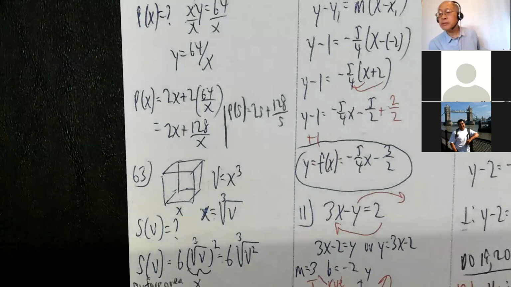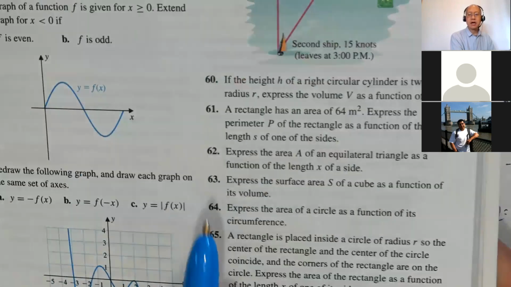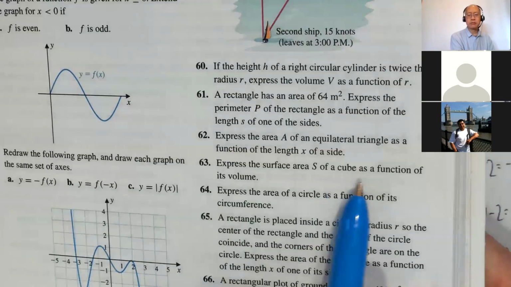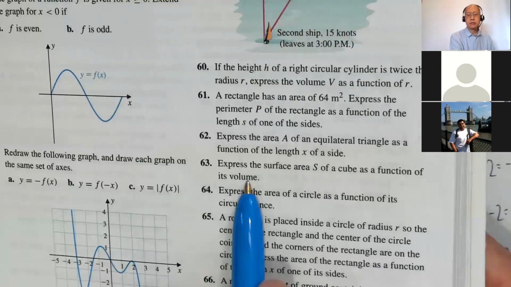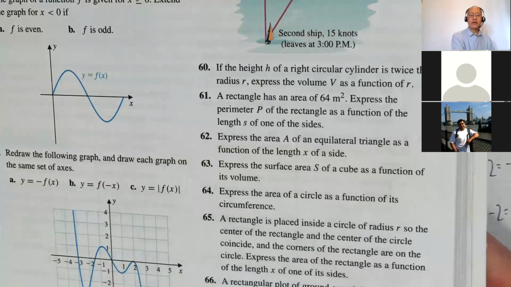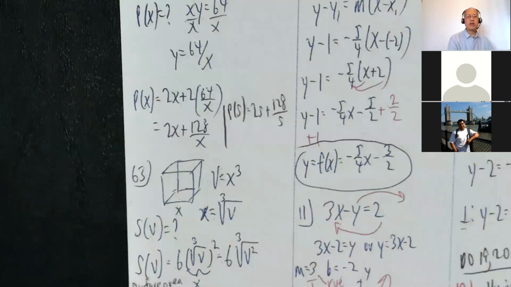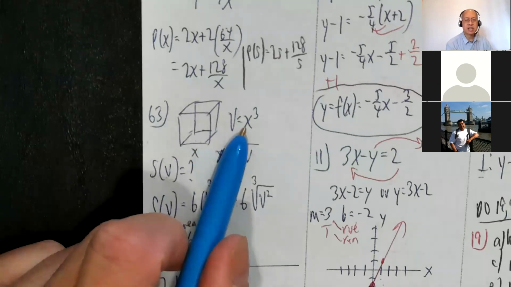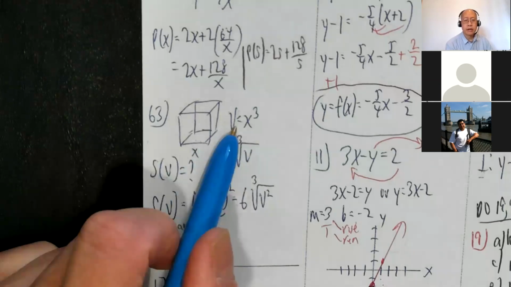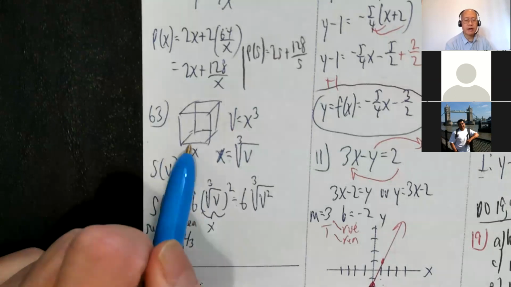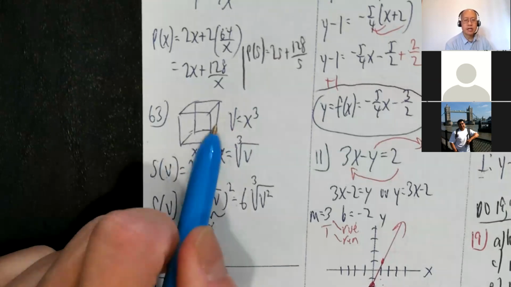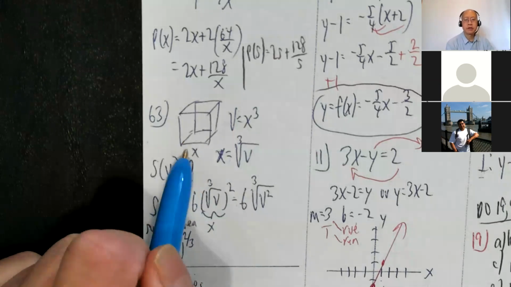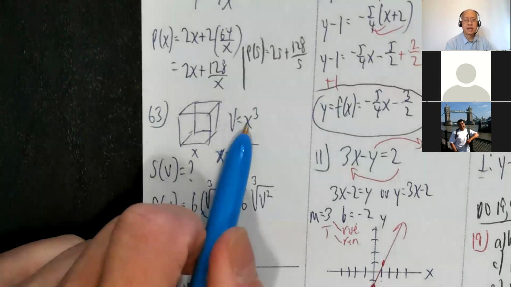Okay, then let's see, how much time do we have left? A few minutes. 63. Express the surface area S of a cube as a function of its volume. You're given the volume, how do you find the surface area? You're given a cube. The formula for the volume of a cube with a side of x is x cubed. So all the sides are the same, x by x by x. Volume is length times width times height. But if you have a cube, they're all the same. So volume is x cubed.